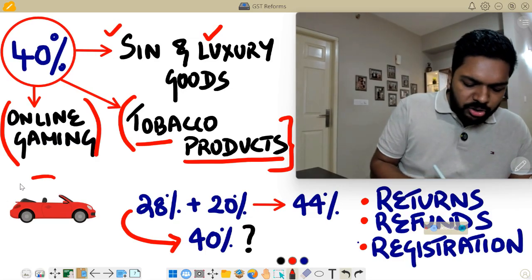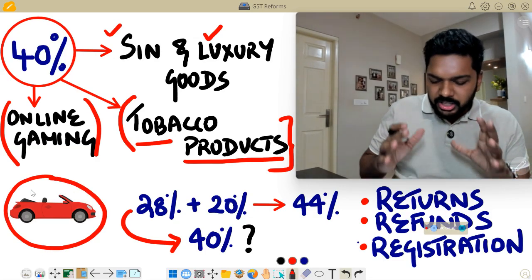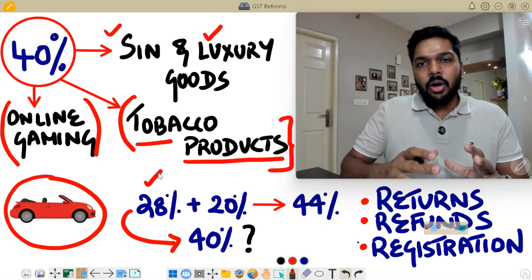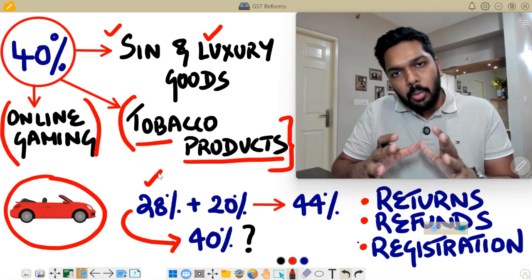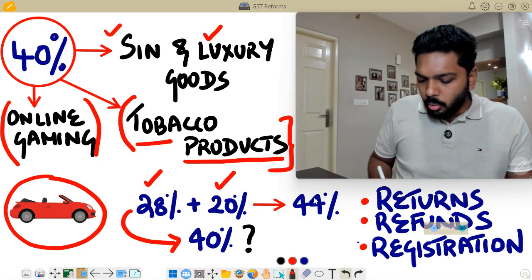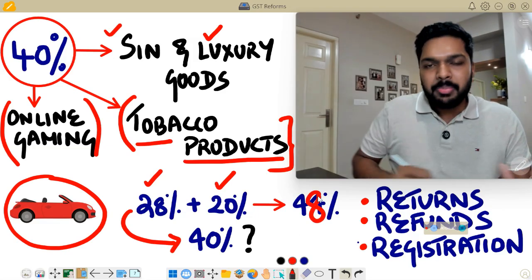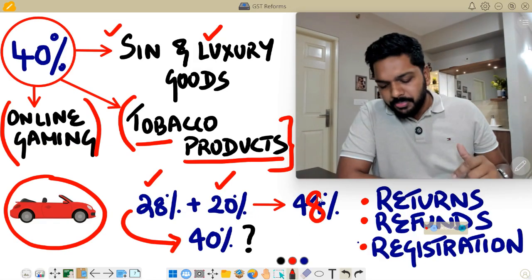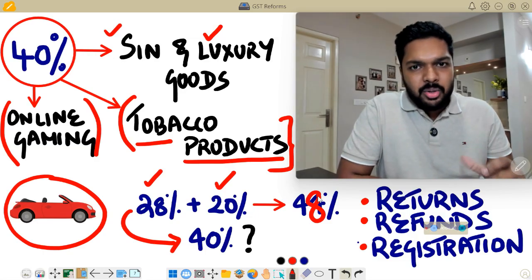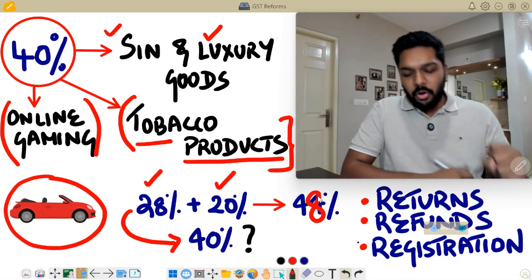If you look at the luxury vehicle segment, earlier the GST rate was 28%, and on top of that you had a GST compensation cess of 20%. So overall it was a 48% GST on top of the value. Now the idea is to slash the entire GST rate to 40%.